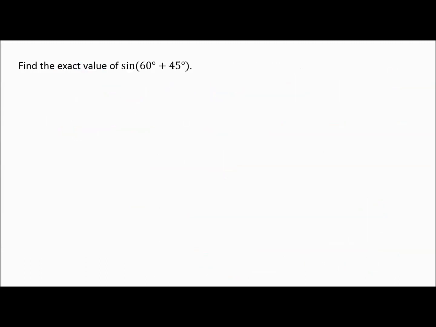All right, so we have another problem. Find the exact value of sine of 60 degrees plus 45 degrees. Now let's think about this. If we added these together, this would be the sine of, and that would be 105 degrees. Now is 105 degrees one of the values on your unit circle? And if you think about that, it's not.